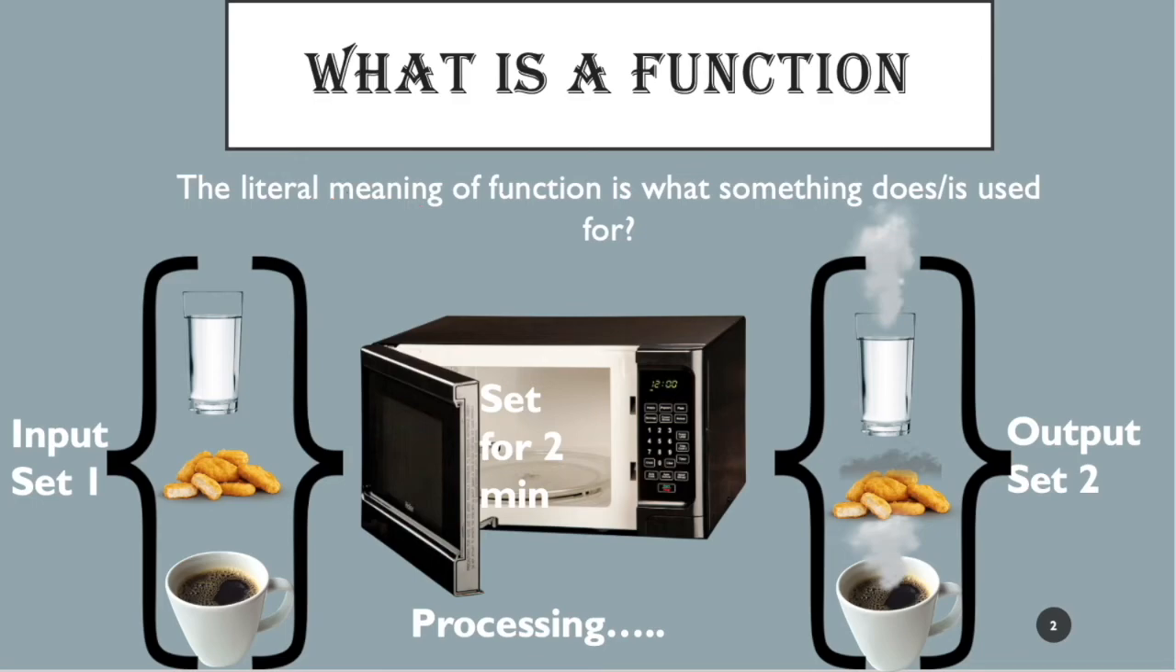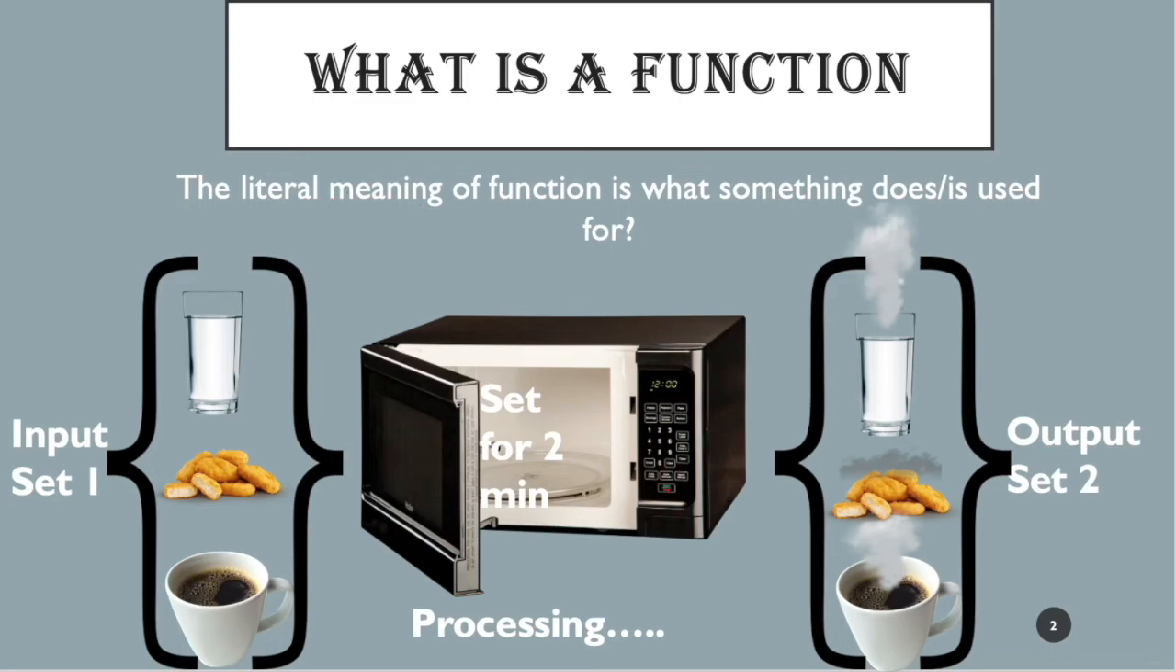Also, you cannot put just about anything inside the microwave to get a desired output for a set time of 2 minutes. For example, you cannot put raw meat for 2 minutes and get cooked meat ready to eat. It would take a much longer time. Also, we cannot put paper or clothes inside. So the items that we can put inside the microwave for a set time of 2 minutes to get an output ready to eat is called an input set.